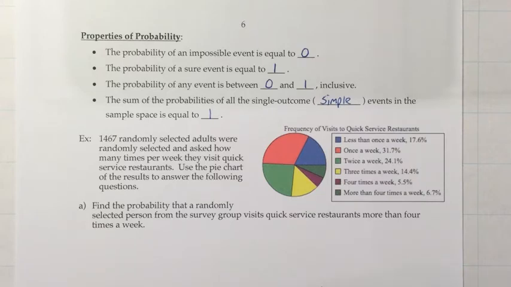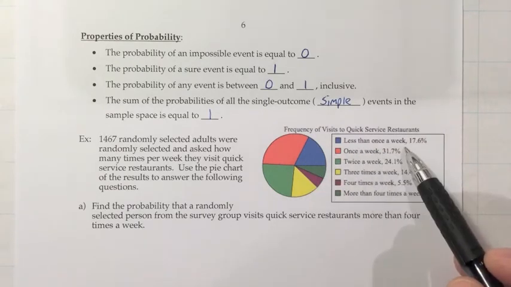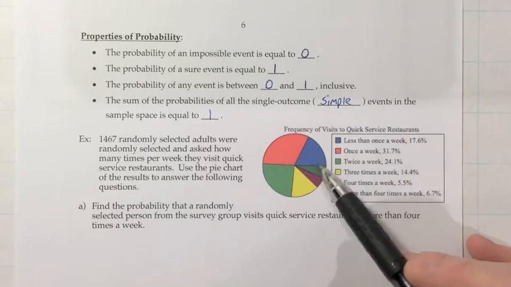1,467 randomly selected adults were asked how many times per week they visit quick service restaurants. Use the pie chart of the results to answer the following questions. So we have this pie chart. You can look at the colors to match things up here. Less than once a week, 17.67%, is this blue wedge.